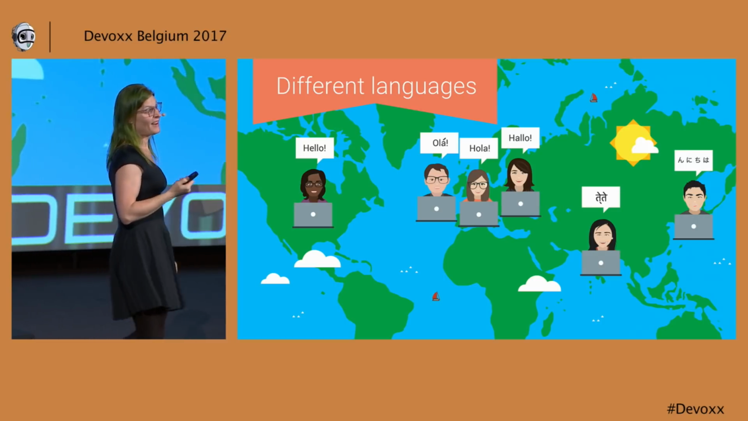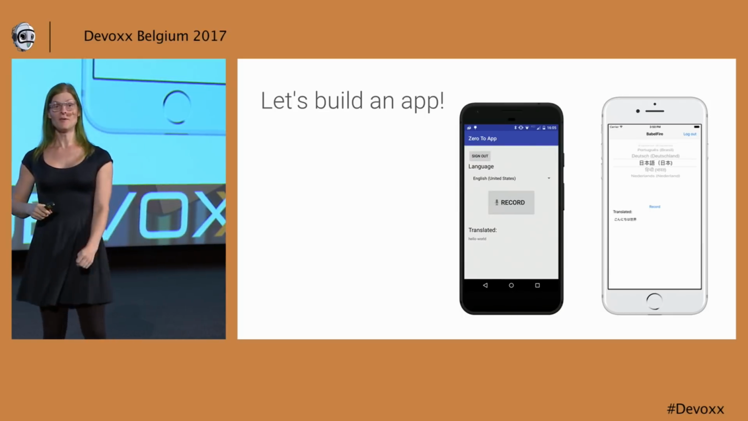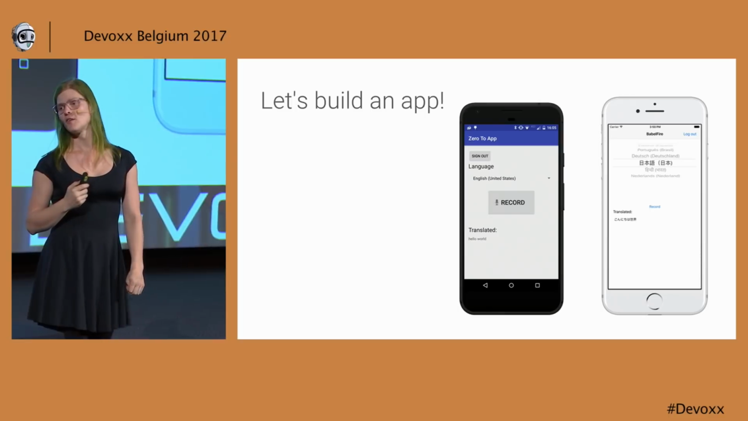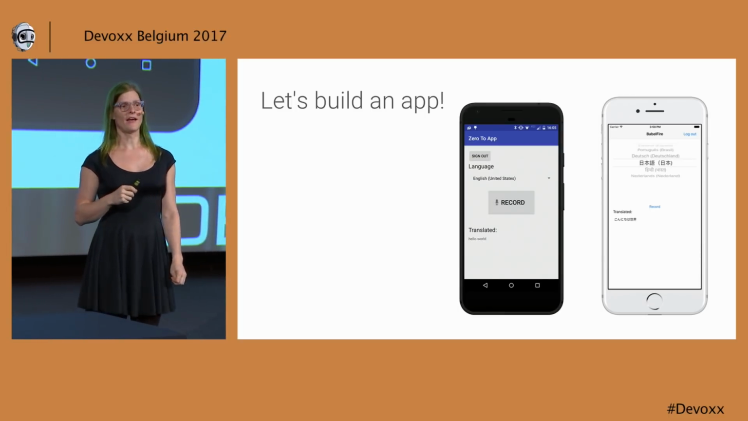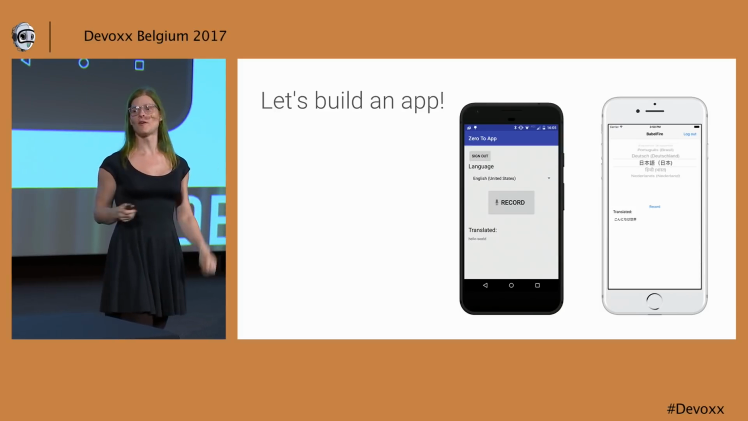So I decided to solve this problem in the way I solve all of my problems in my life, with code, specifically writing a mobile application. So that's exactly what we're going to do today. I'm going to guide you through the creation of the app to solve the kind of like universal translation problem.